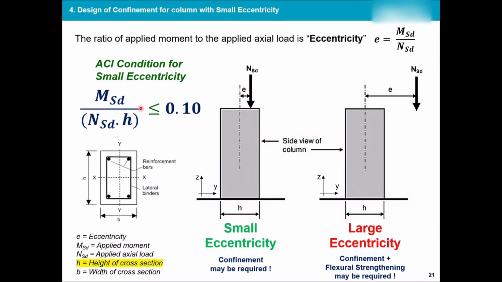So in any case, you just get the analysis outputs, the moments and the axial forces. You do a simple analysis and you see if they are less than 10%, we are dealing with small eccentricity and the calculation will be simpler. If we are dealing with large eccentricity, more than 10%, then not only confinement is an issue, we have to make sure that flexural strengthening is also satisfied so our column does not buckle.